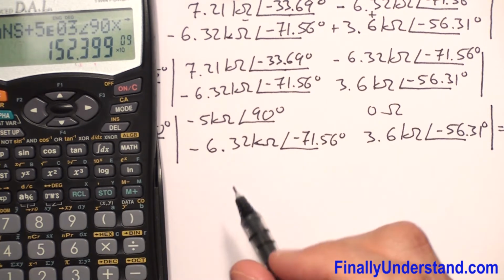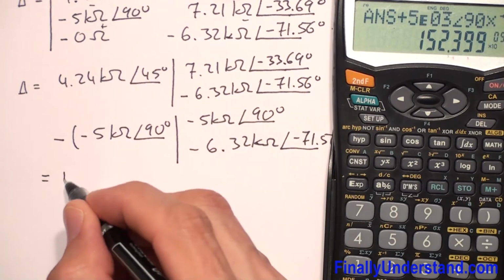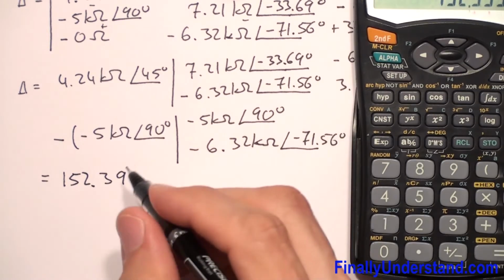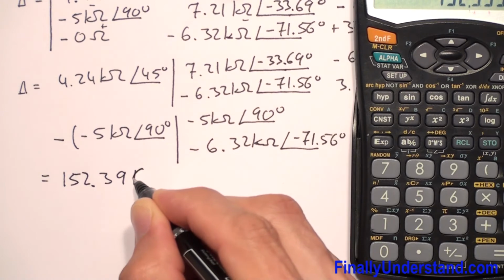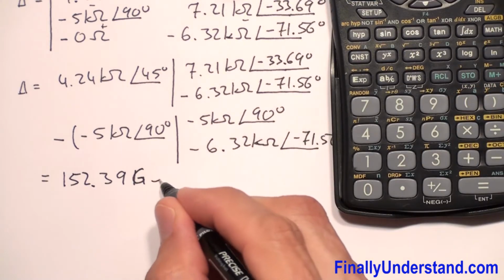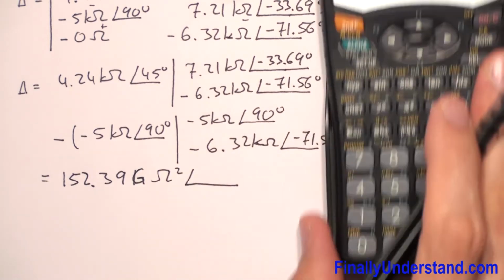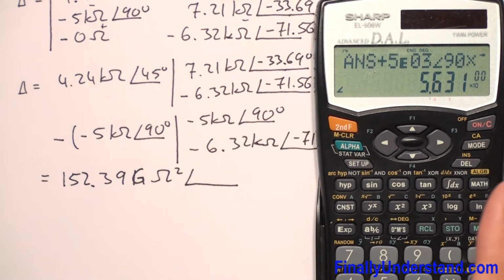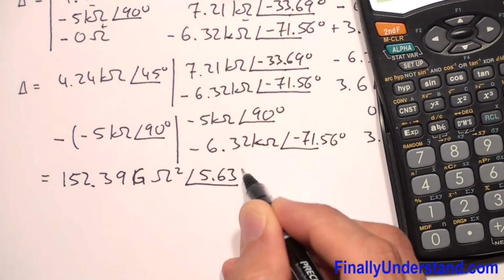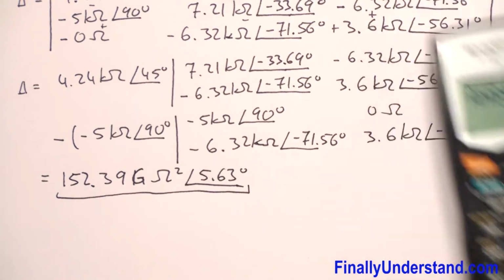This is equal to 152.39. So this is 152.39 giga. Okay, because I have exponent 9, so this is giga ohm square and angle of 5.63 degrees. So this is 5.63 degrees. So this is my delta. Okay, this is my delta.